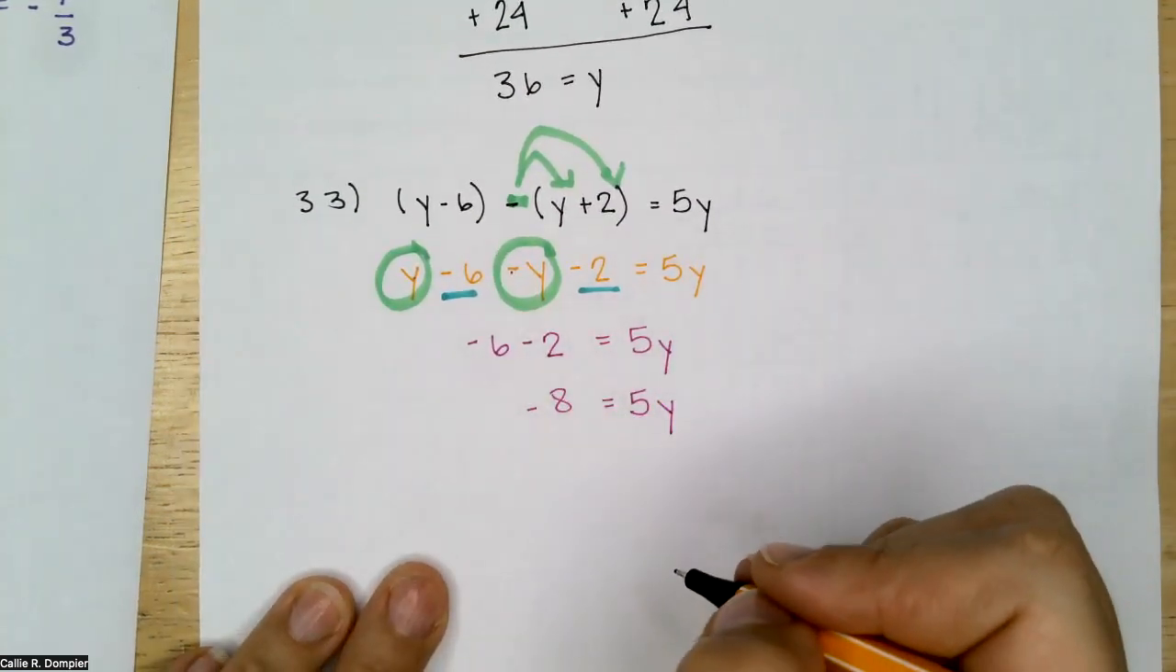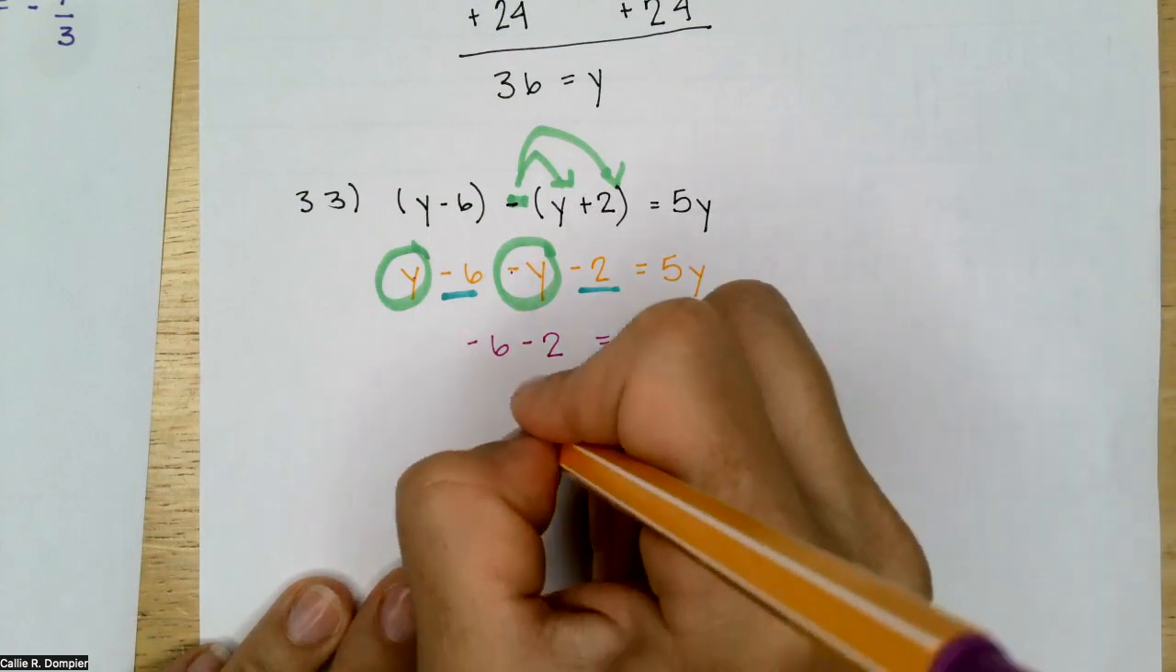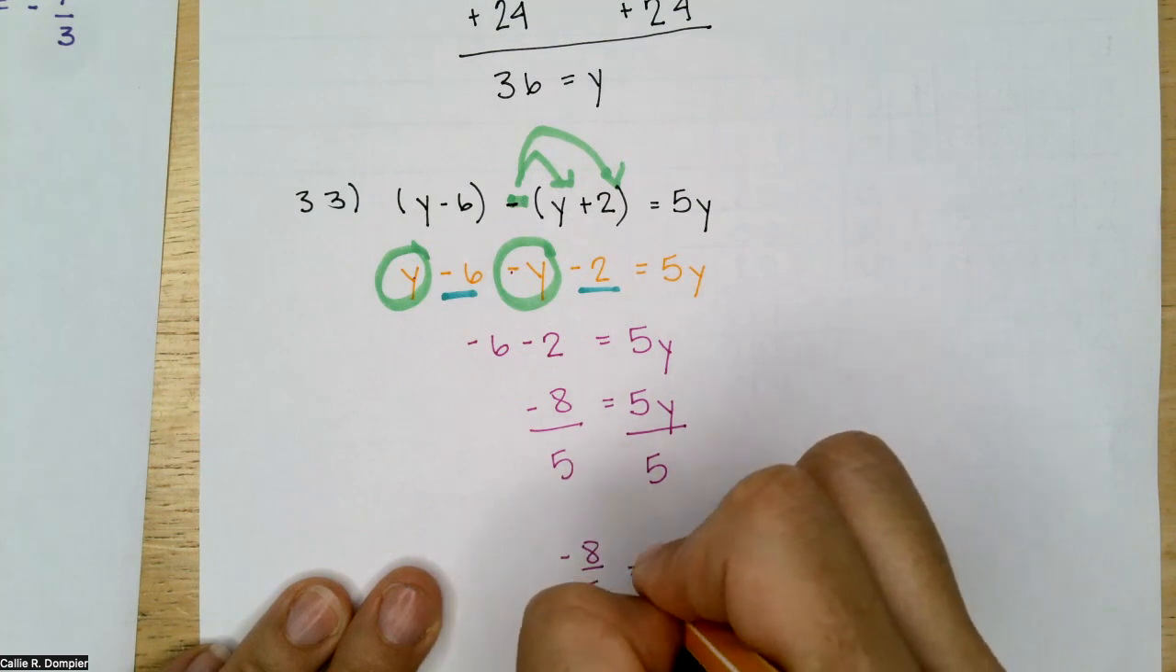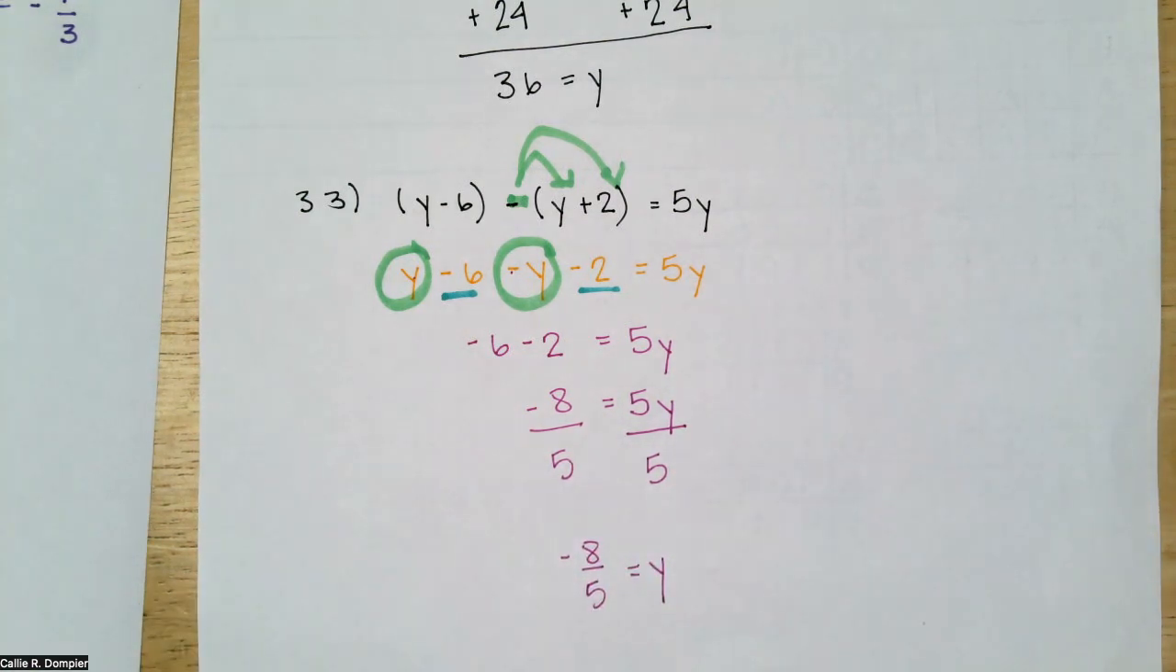Now I have -8 equals 5y. I want to divide by 5 to get the y alone. -8/5 equals y.